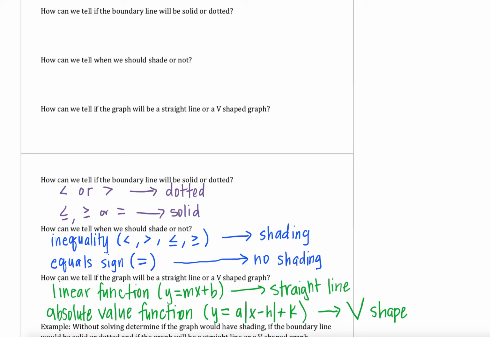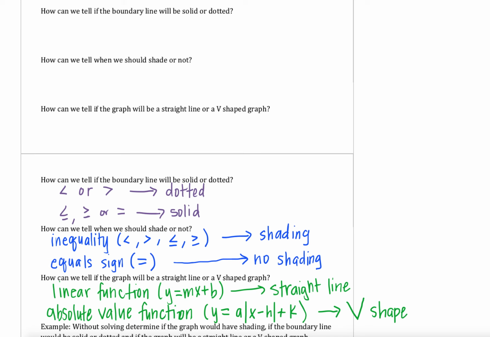To determine the shading, if I have an inequality symbol, so if I have a less than, a greater than, less than or equal to, or a greater than or equal to, my graph has to have shading on it because it's an inequality. Versus if I just have an equals sign and I have an equation instead of an inequality, I would not have any shading because I just want the exact value where they're equal, versus with an inequality, I need that entire solution set.